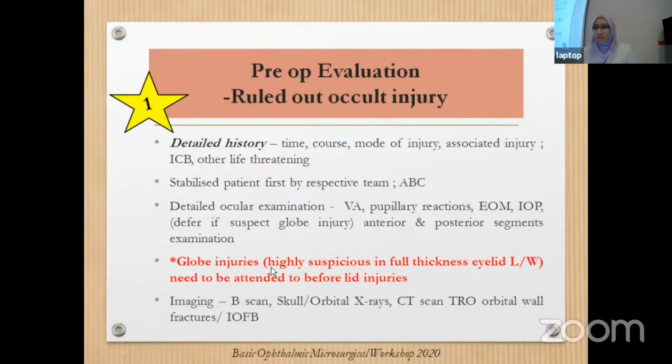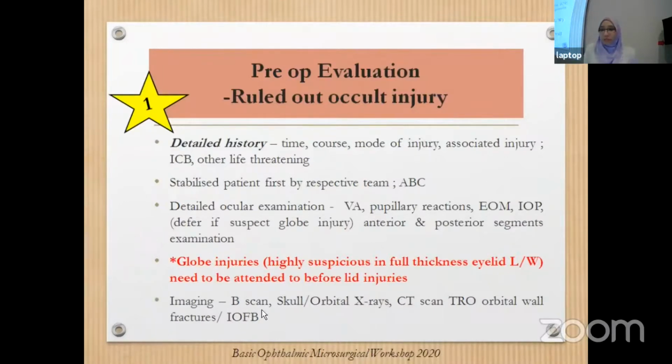Because globe injury is highly suspicious in a full thickness eyelid laceration. If you receive a referral for upper lid laceration that has cut the tarsus, it's full thickness, so you can see the globe in between the laceration. You must rule out globe injury, globe rupture, first. So we don't just do EM, IOP straight away. We must rule this out first, okay.